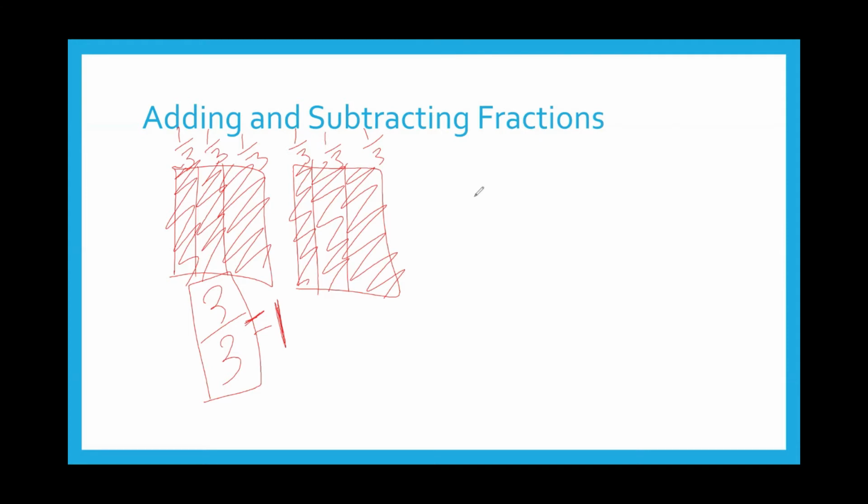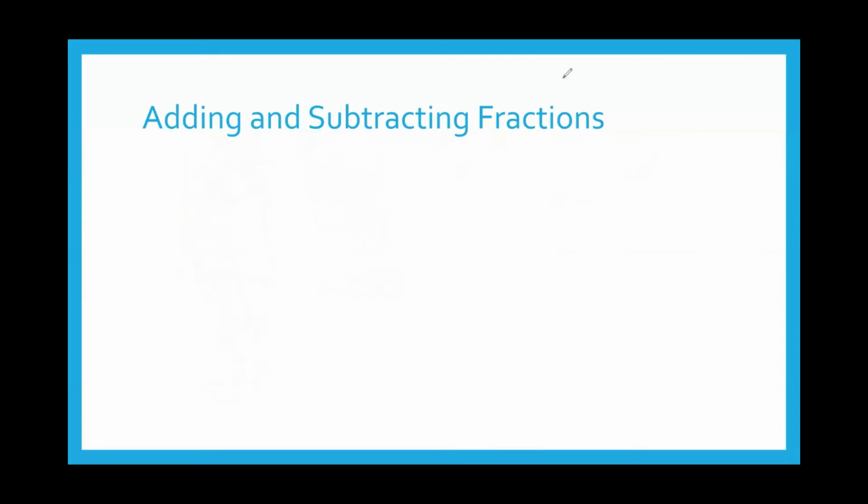Right here, again, we have 1/3 plus 1/3. All we do is add the numerators because the denominators are the same. They're the same size piece. So we have 2/3. But if your denominators are not the same, that's when you have to use what we call least common multiple.